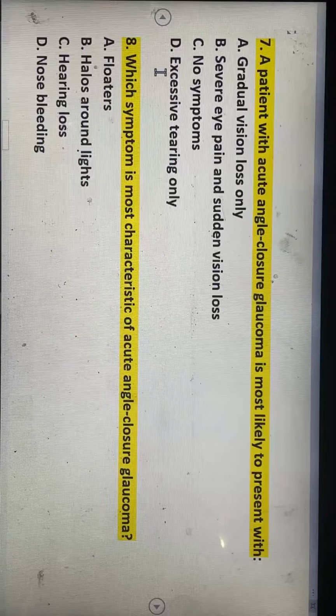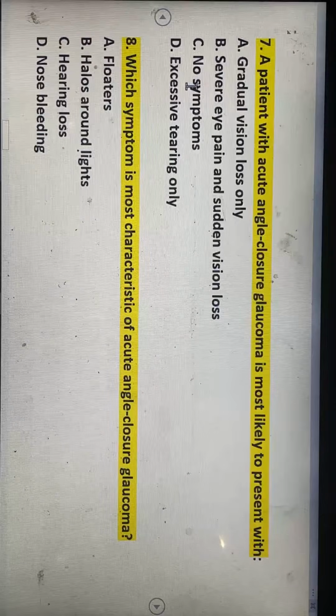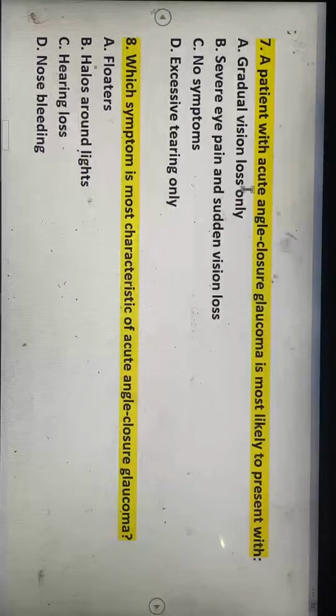Now, if you choose D, you are wrong. If you choose C, you are also wrong. If you choose B, you are correct. So in acute angle closure glaucoma, there is what? Severe pain and sudden vision loss. I explained this in our class. It was well explained in the class, because it is acute and there is closure. So there will be severe pain and sudden vision loss.